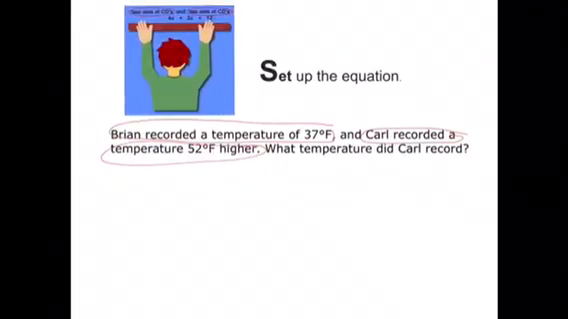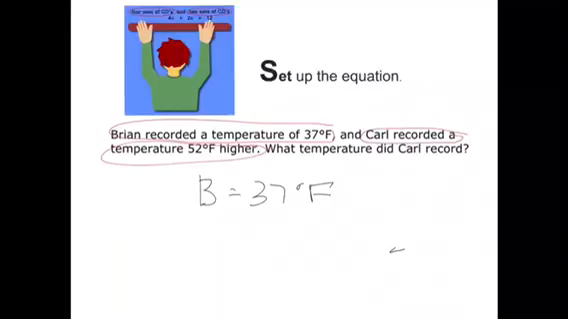In the set up the equation step, I'm going to take the number phrases that I've circled and I'm going to use them to help me set up an equation. So in the first number phrase, I have Brian recorded a temperature of 37 degrees Fahrenheit. So how about I set up a variable to represent Brian's recorded temperature? So because his name is Brian, I'm going to set up B equals 37 degrees Fahrenheit.